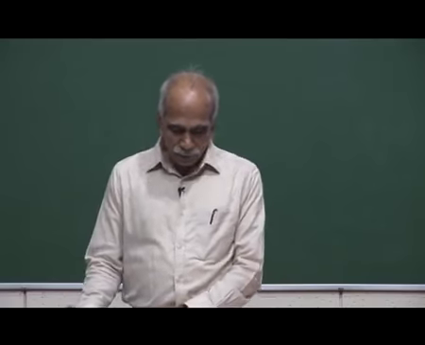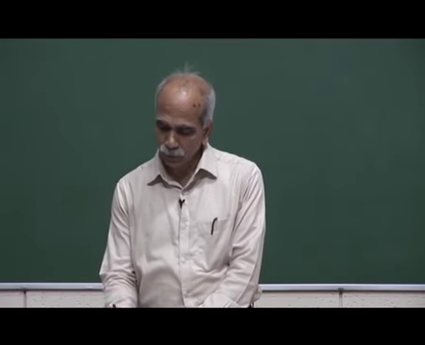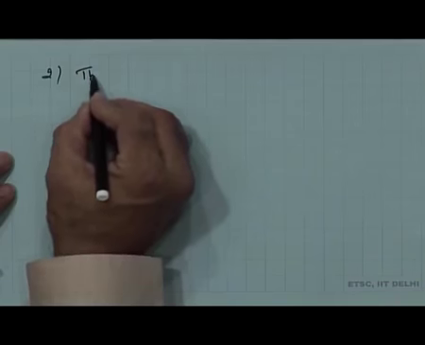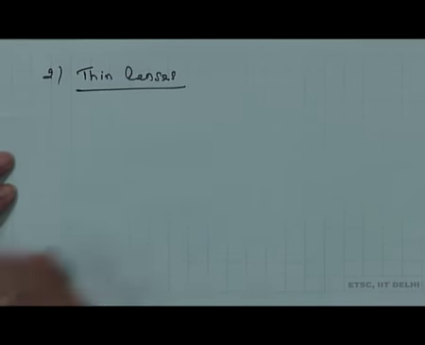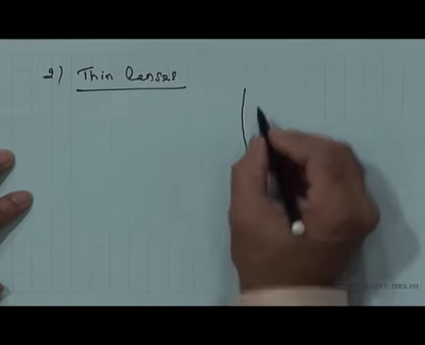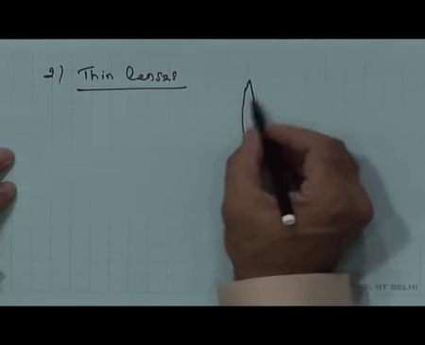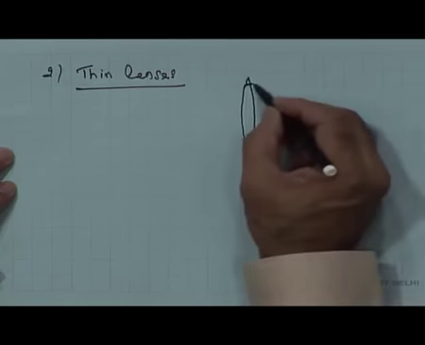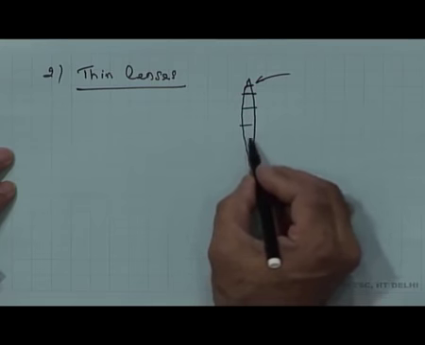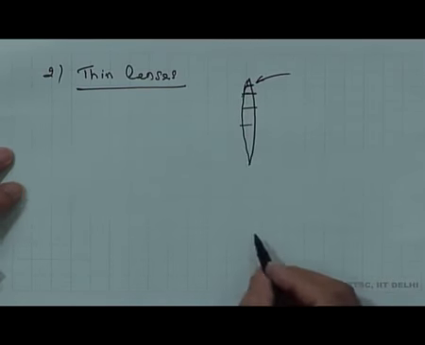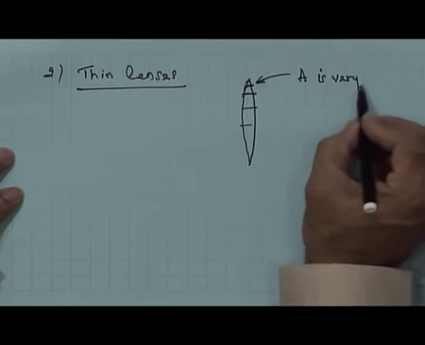Now, in the case of thin lenses, before that we have considered thin lenses. Observe that I have deliberately shown it very thin. So, the angle here is very small. If I break this into segments, then the top segment looks like a prism, but A is very small.